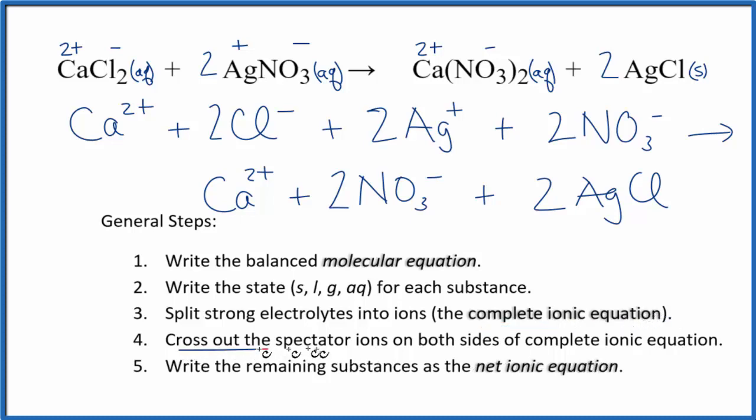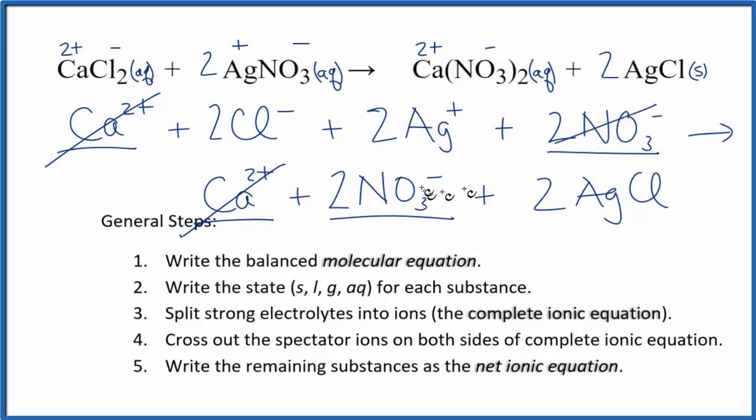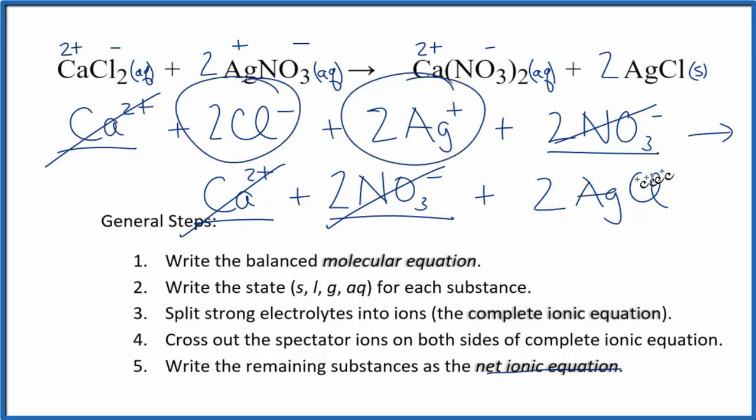Now what we can do is cross out the spectator ions. They're on both sides of this complete ionic equation, so essentially they haven't changed. On the reactant side here, we have Ca2+. We have it on the product side as well, so we can just cross that out. We also have 2 nitrate ions and then 2 nitrate ions here. Cross them out. Everything else is unique, and that'll give us our net ionic equation. So we have 2 chloride ions, 2 silver ions, and then we end up with this solid AgCl. Let me clean this up and write the states in, and then we'll have a nice tidy net ionic equation.